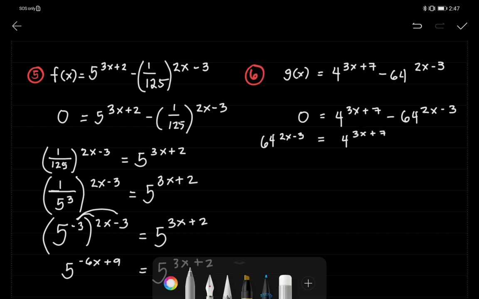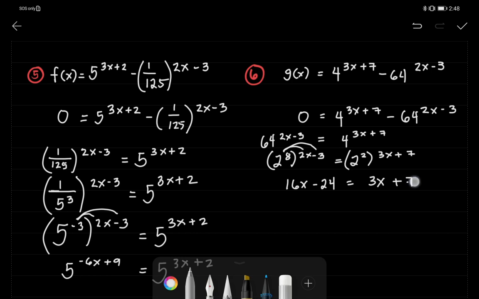So in this case, ano ang gagawin natin para mag-equal yung base both sides? So pwede natin siyang gagawin na 2 raised to 8 quantity of, or exponent niya is 2x minus 3, which is equal siya sa 2 raised to 2 then exponent niya na 3x plus 7. Distribute muna natin yung ating 8 dito. So this is 16x then this is negative 24 which is equal to 3x plus 7.